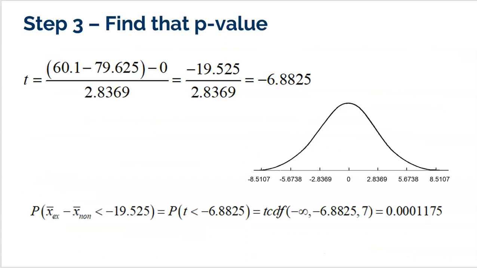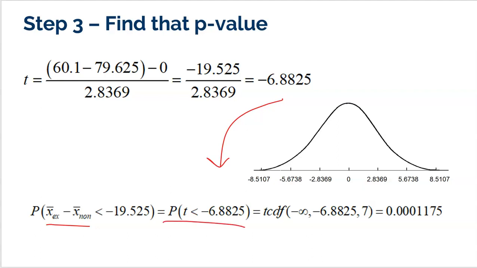So my difference was the 60.1 minus 79.625. Again, there was a difference of exactly negative 19.525 divided by my standard error, 2.8369, and negative 6.8825. That is way down here somewhere, clearly significant. So the p-value is the probability that a difference is even lower than mine. The probability that any other difference between two groups, exercise, non-exercise, is lower than mine, more extreme than mine. That's the probability that a t-score is even less than mine.